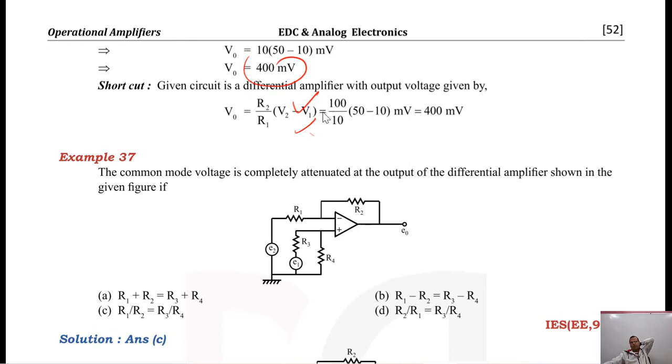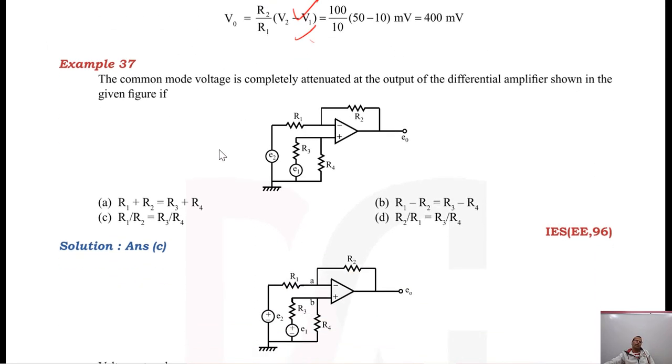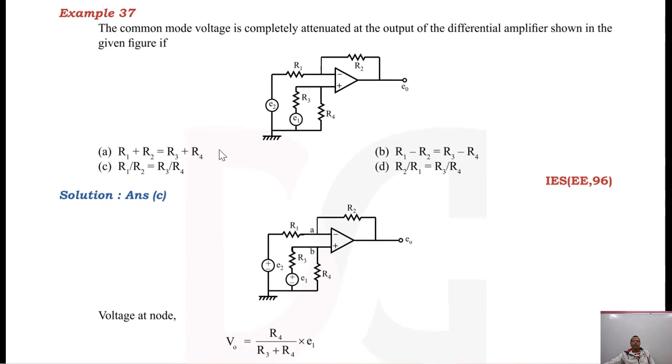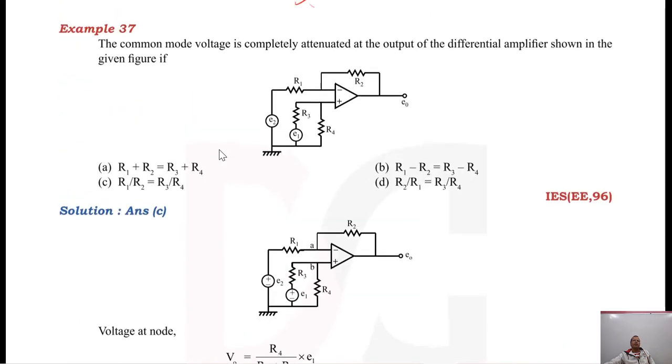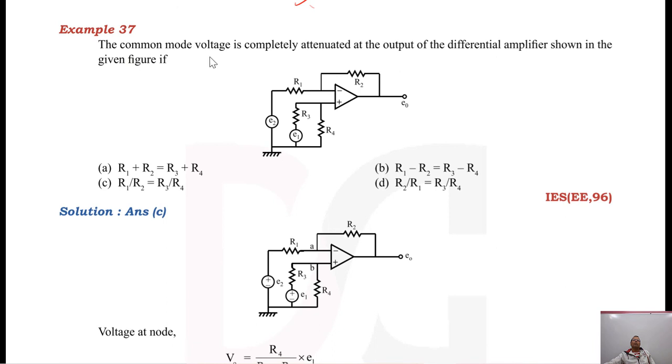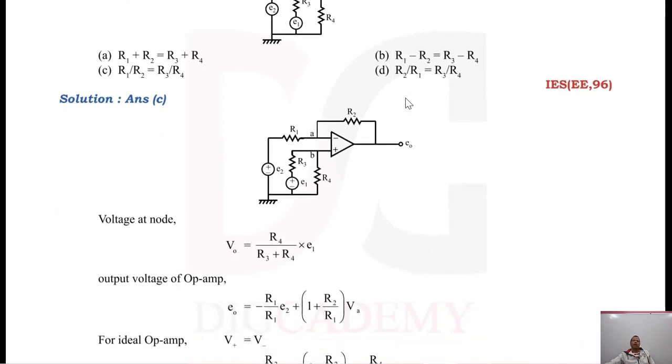So these are some of the applications of the difference amplifier. I have already told you when I discussed the theoretical part above. Now, the common mode voltage, please see the circuit. The common mode voltage is completely attenuated at the output of the differential amplifier shown in the given figure. If this common mode voltage is 0 at the output, then you have to find the relationship.